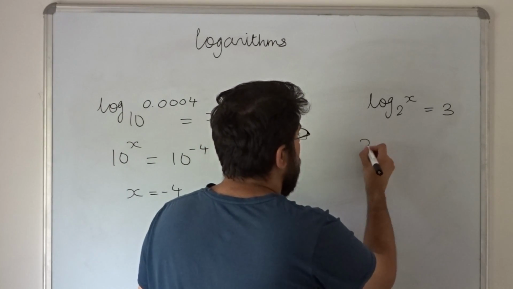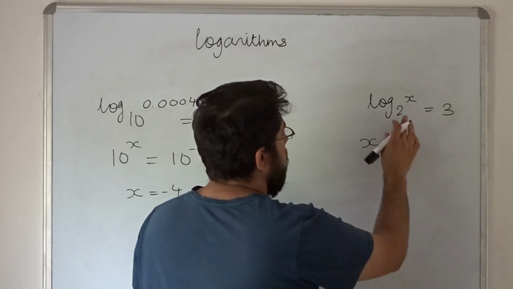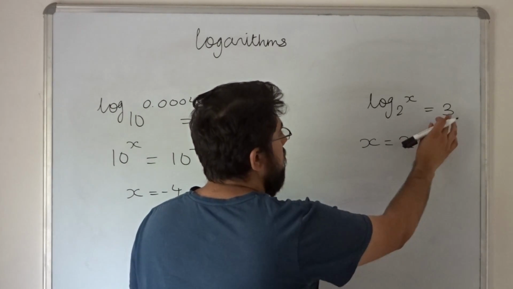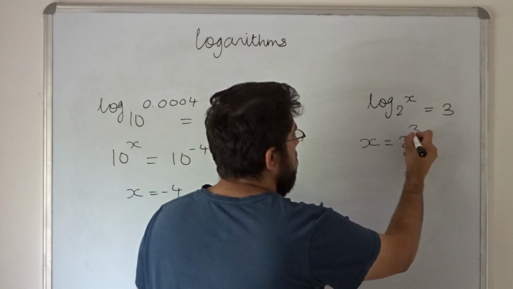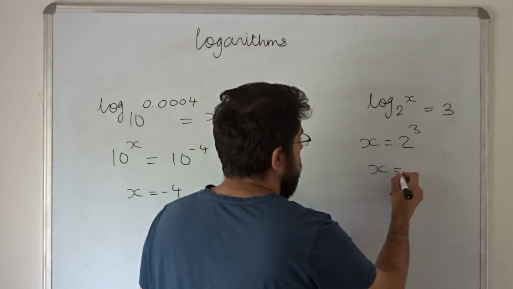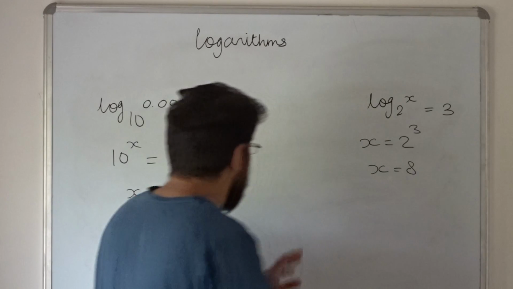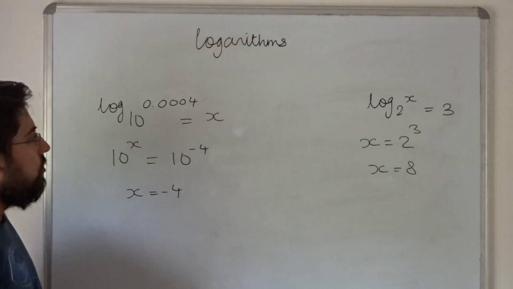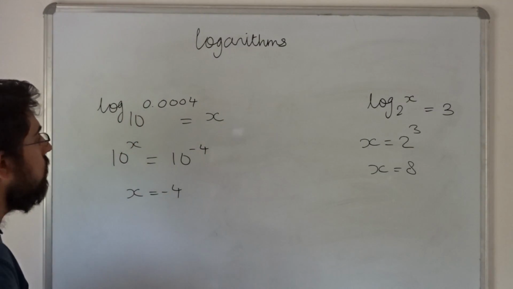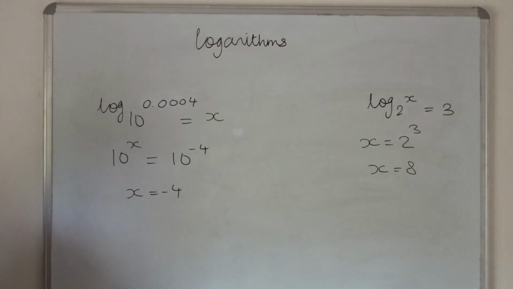So x is the natural number here. This is the base, this is 2, and this is the exponent, so you get this. So x equals 8. Just keep on remembering that. So this is how both of these are solved.